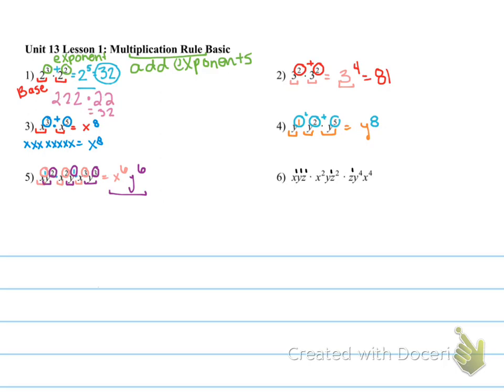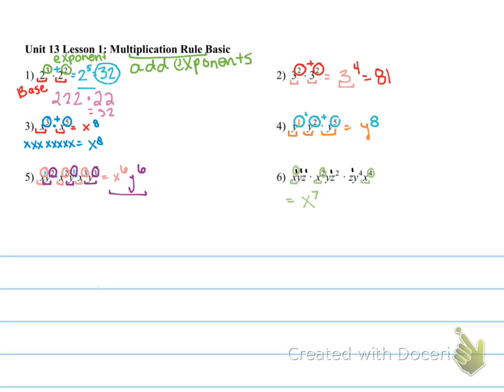Okay, so let's start with x, and let's only add the x exponents. So I've got an x here, I've got an x here, and I've got an x here. Okay, so I've got a 1 plus 2, which gives me 3, and then plus 4, which gives me 7. Okay, so I've got x to the 7th for my first part of my answer.